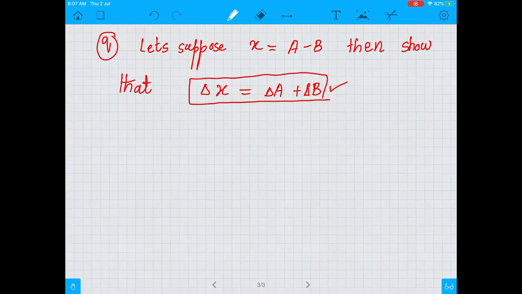Now, how will we prove this formula? We'll prove this formula using the basic definition. Actually, the uncertainty is half of the range of data. So half of the range of data is basically uncertainty. If we use this concept, then we must say that uncertainty in x will be equal to the maximum value of x minus the minimum value of x.